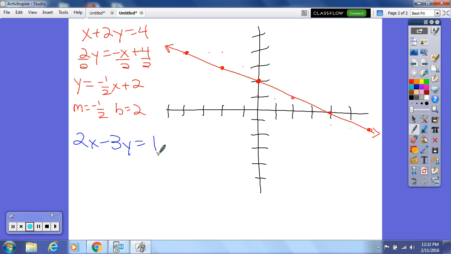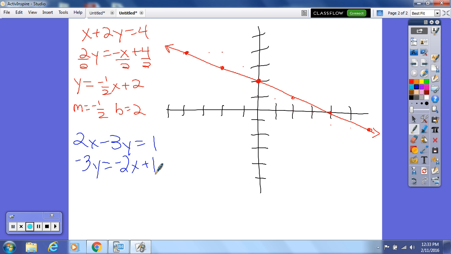Alright, so again, I'm talking this out. Not in the form I need it to be in, so I got to bring this 2x over. Well, if it's positive on this side, it's negative over here. So I'm going to go ahead and bring down my negative 3y. That's going to be minus 2x plus 1. All right, first step, easy enough.